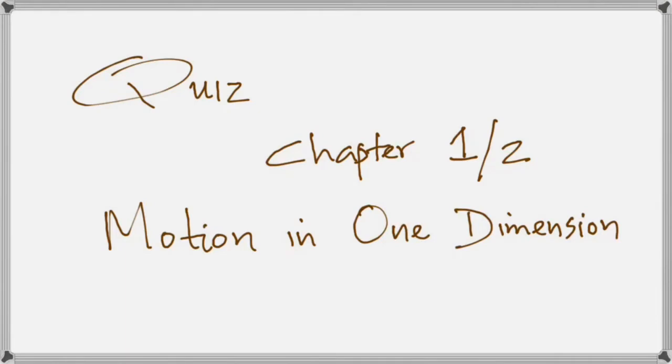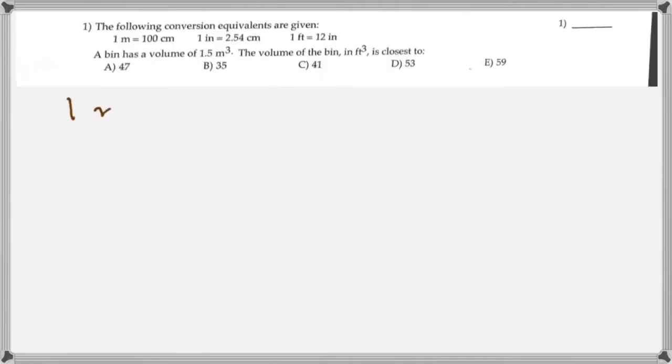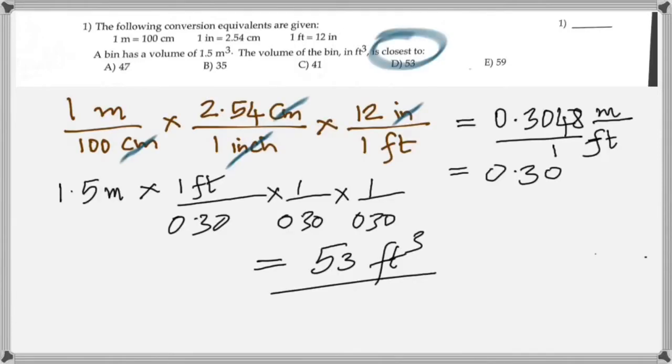Well, this is going to be a fast video on the quiz questions that were given today. The first one was how to change 1.5 meter cube into feet cube. And here's the answer. The answer here is very approximate. You don't actually get 53 feet cube, but the question says, what is the answer that is closest to 53?